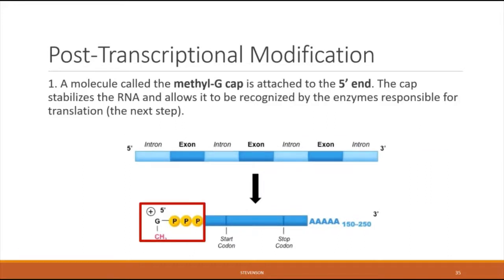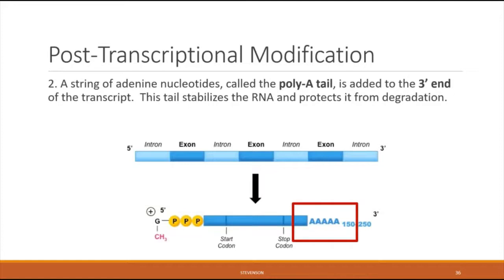The first thing is that a molecule called a methyl G cap gets attached to the 5' end of the mRNA. The 5' end, of course, is the end that corresponds to a phosphate group. So a special molecular cap gets added to that end, and the purpose of the cap is to stabilize the pre-mRNA molecule and allow it to be recognized by the enzymes that are responsible for the next step, which is translation.